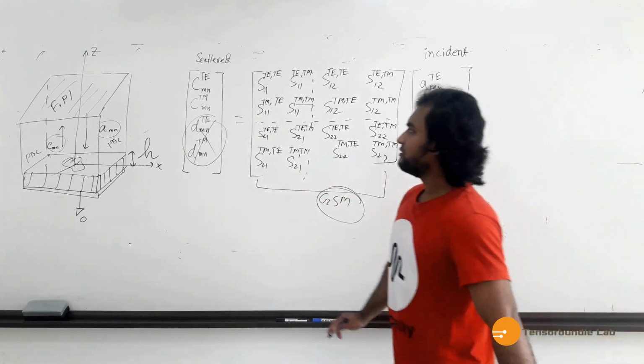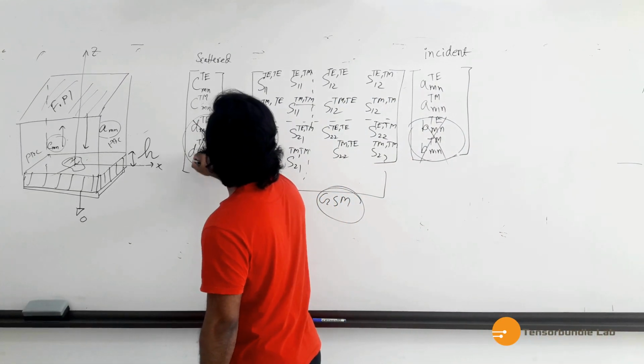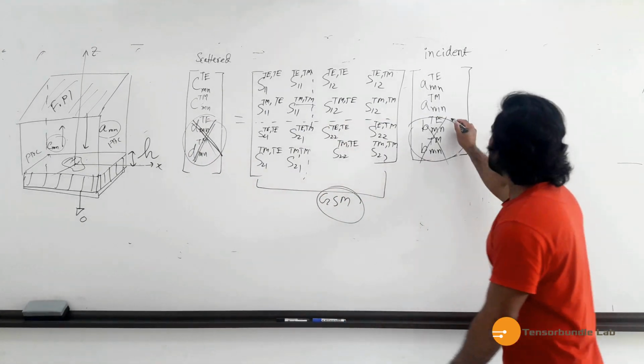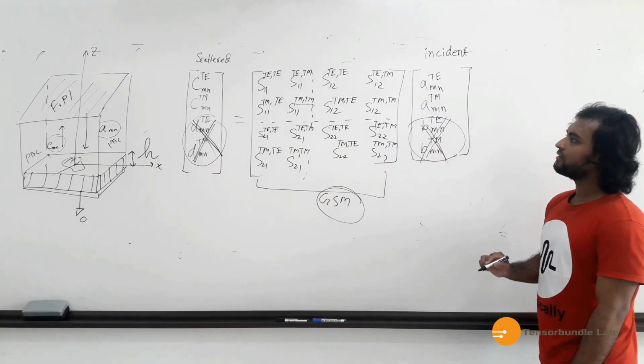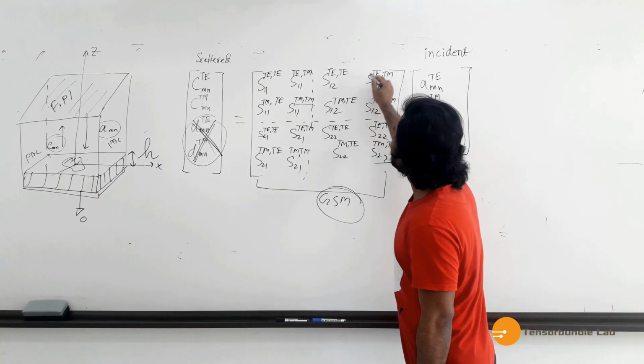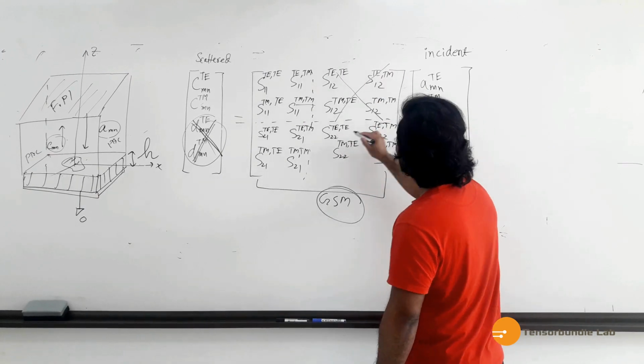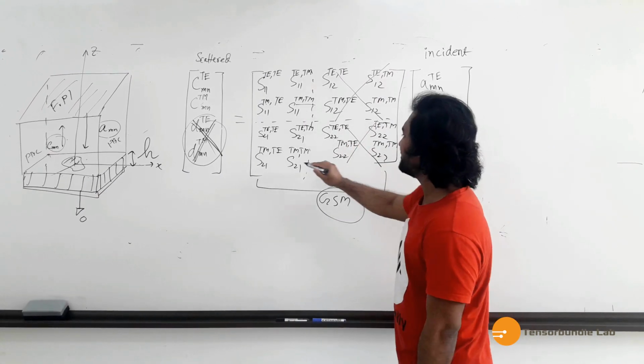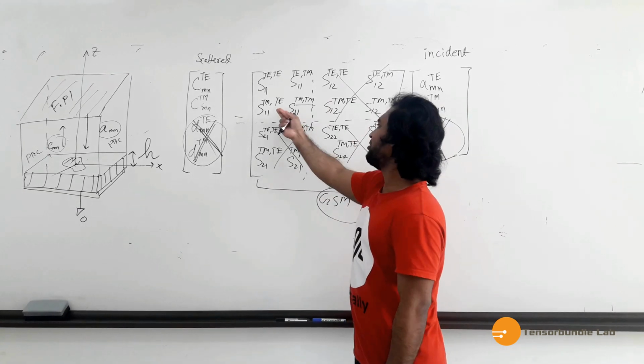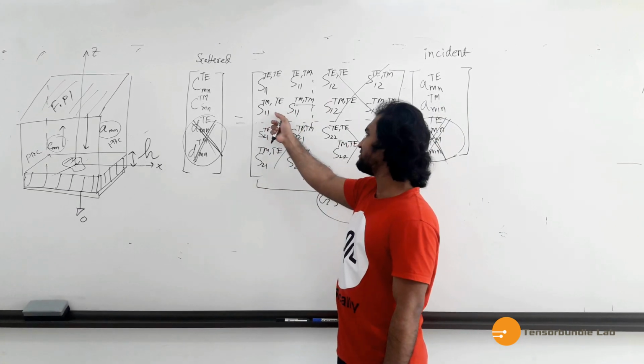For port 1, we can eliminate this. And also we can eliminate this. And since we don't have port 2, we can also eliminate this. Port 2, eliminate this. Port 2, eliminate this. So the only one existing is this.